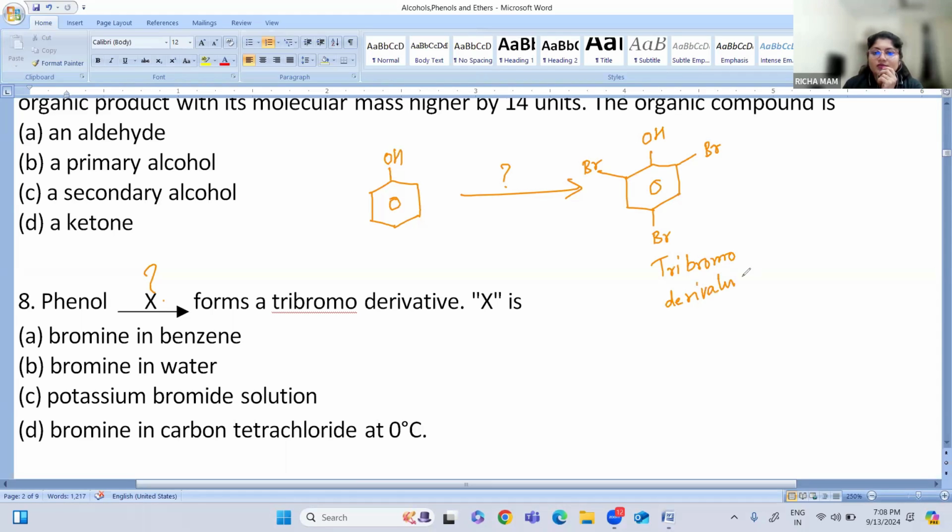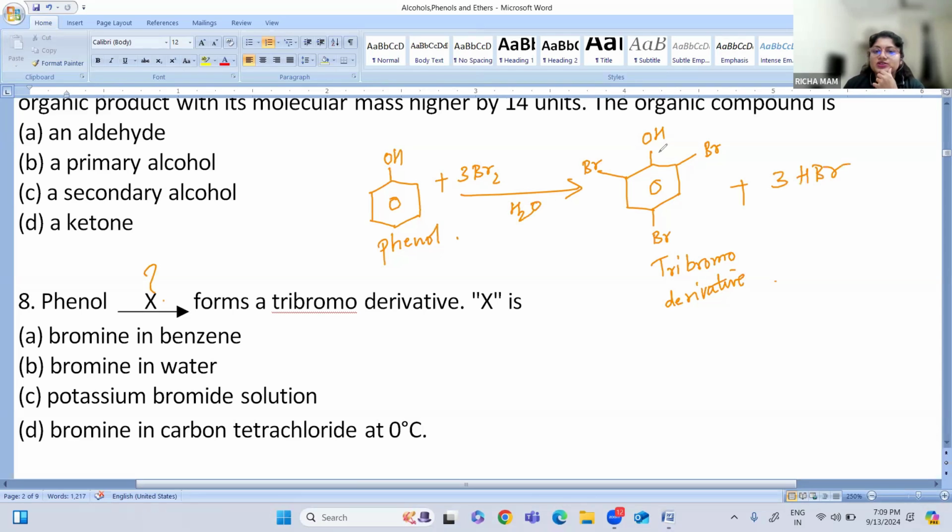Now, what is X? A, bromine in benzene. B, bromine in water. C, potassium bromide solution. D, bromine in carbon tetrachloride at 0 degrees Celsius. They may keep empty spaces in theory questions also and ask what this X is. These are some of the important reactions you have to go through. If you react phenol with bromine water, you get a tribromo derivative. What is the name of this derivative? Let me write the positions.